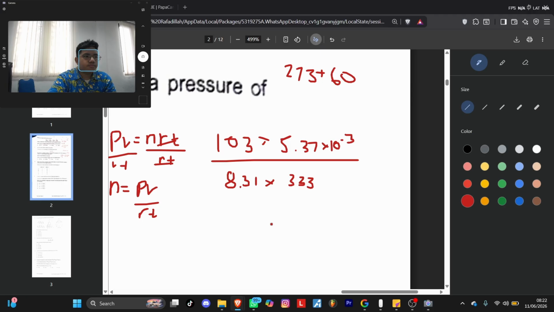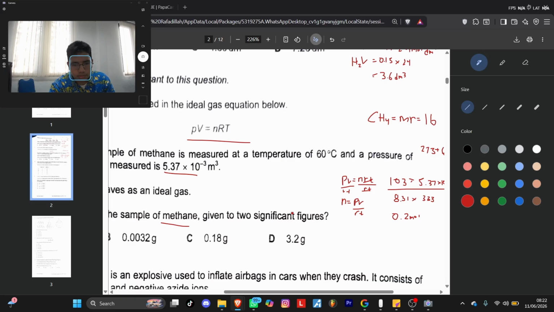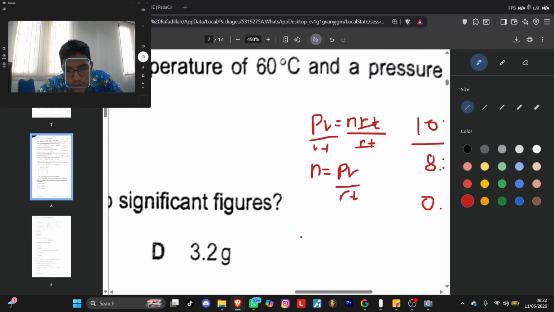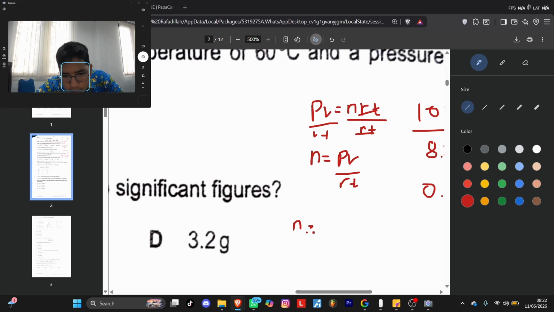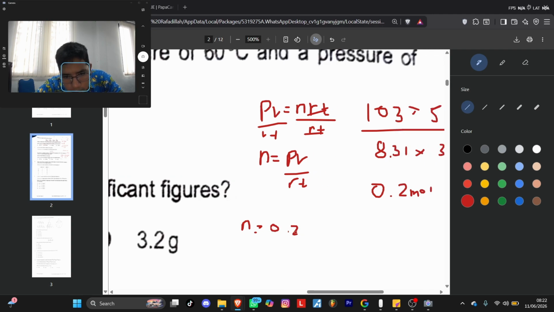So the answer is 0.19987, or we can simplify to 2 significant figures, which is 0.2 mole. So we know the mole is 0.2. Now we need to find the grams.